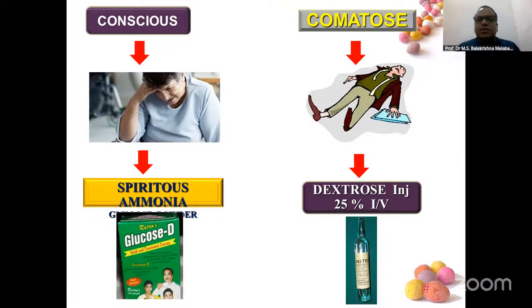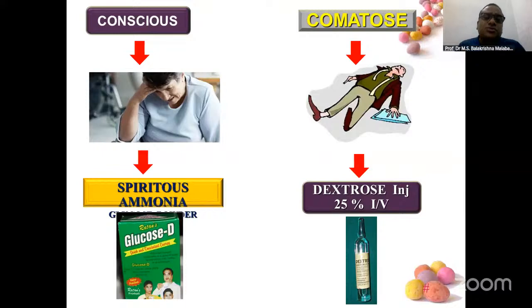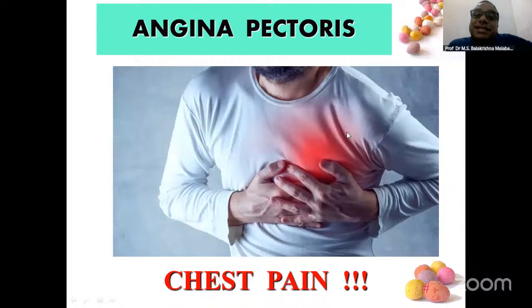So the first condition we are discussing is syncope. Patient conscious: spirit of ammonia, glucose powder and water. Unconscious: you are going to give IV dextrose injection, that is 25%. Right. Once you give IV dextrose injection, the patient will be fine. So this is the takeaway from syncope. Right. Other things, the mechanism, what happens, peripheral pooling of the blood, why it happens, we'll discuss in a further way. Now, the next condition is angina pectoris.